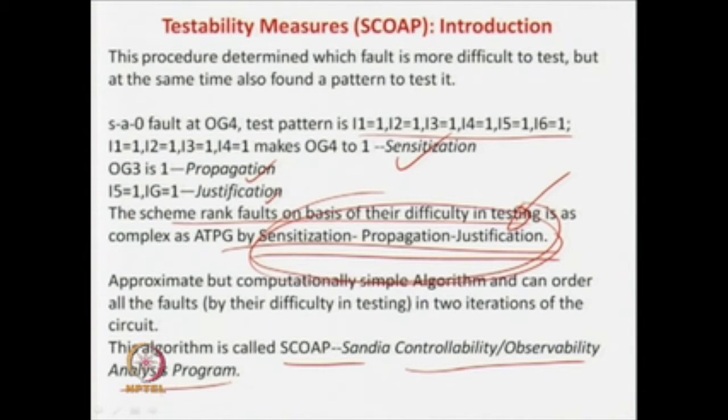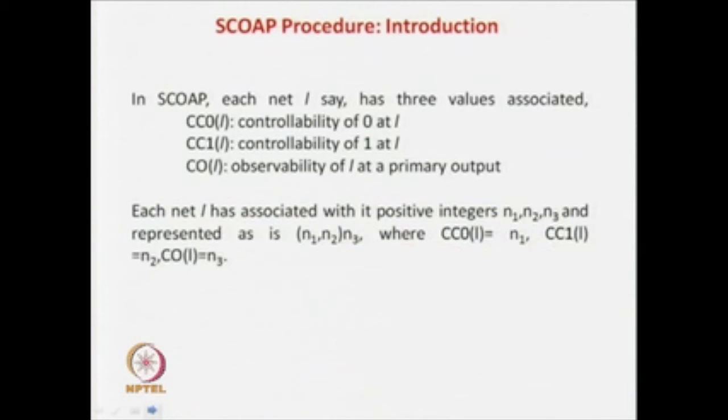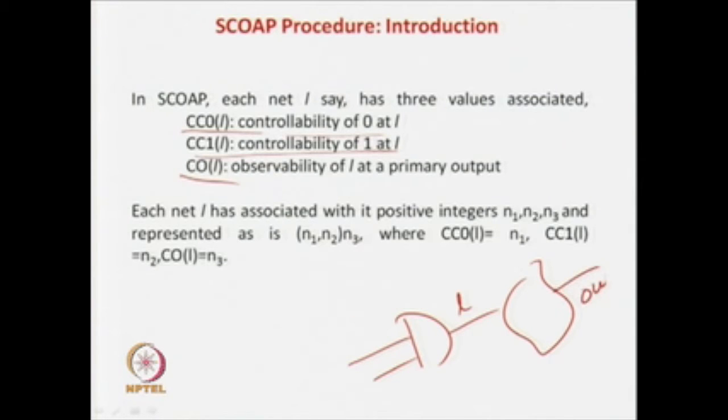Now we will study this algorithm in detail. Before that, we see some notations. CC0 of L, as we already told you, is the controllability of 0 at net L, that is how difficult it is to control the net L to 0. CC1 is how difficult it is to control the net to 1. And there is one more, that is the combinational observability of L. Say, for example, this is a net L and there are lots of other circuits, and this is the primary output.